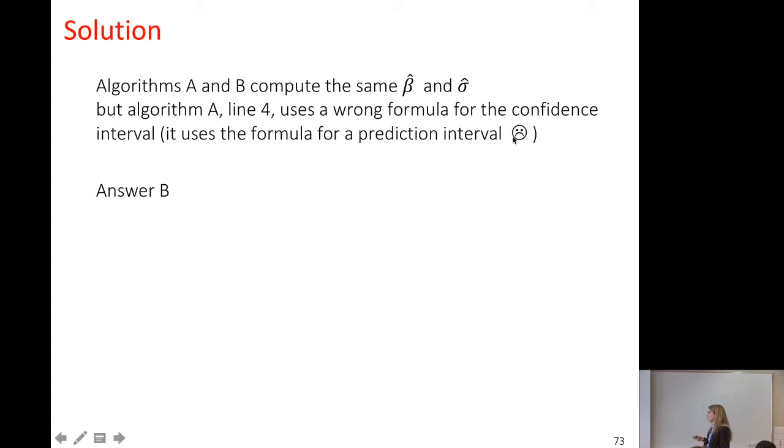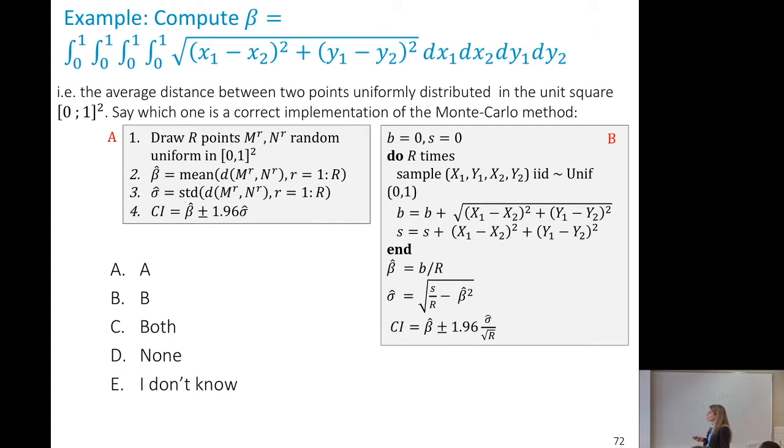So basically the way to compute the estimate of beta is correct, but then it uses a wrong confidence interval. Okay?